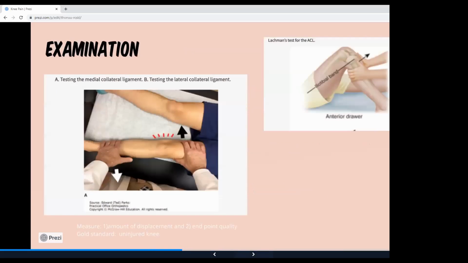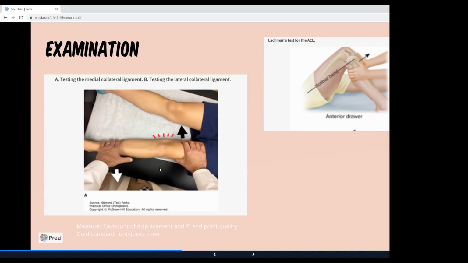Now, when we are examining these ligaments, I'm including pictures because I can't show you in person. So you see here, to test the MCL, place a hand on the lower part of the leg and pull it away from the midline, while you're using your other hand to push the thigh towards the midline. So you're creating this motion, and with this you're testing the medial ligament.